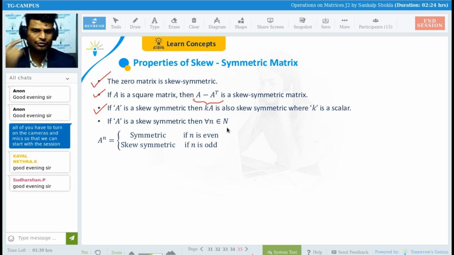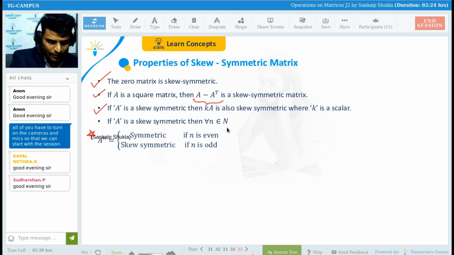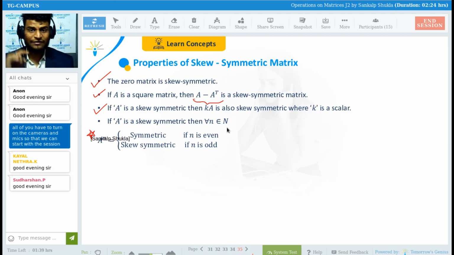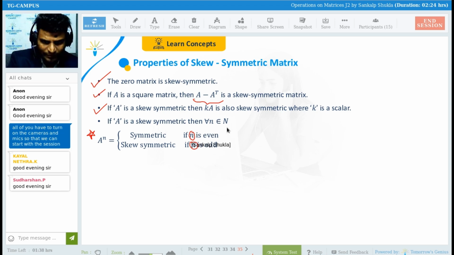If A is skew symmetric, then A raised to the power n, a very important point, will be either symmetric or skew symmetric depending on n. So you have to check for n. If n is even, then it will be symmetric, and if n is odd, then it will be skew symmetric.